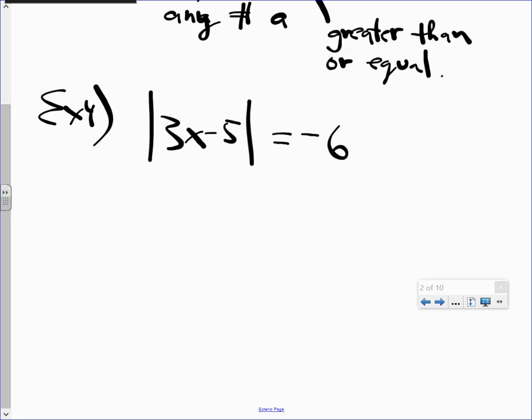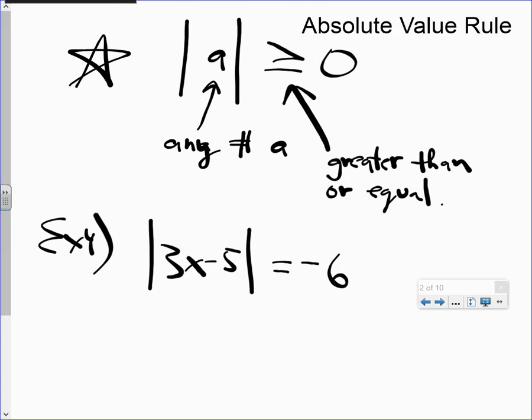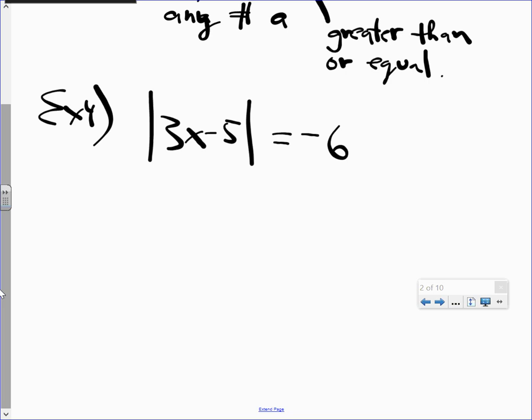Notice how this absolute value is equal to a number. Is negative 6 less than 0 or greater than 0? Less than 0. So it breaks the rule. It breaks this absolute value rule. This absolute value rule says any absolute value has to be greater than or equal to 0. Here it's saying that an absolute value is a negative number. It's less than 0. So right off the bat, what does that mean? No solution.